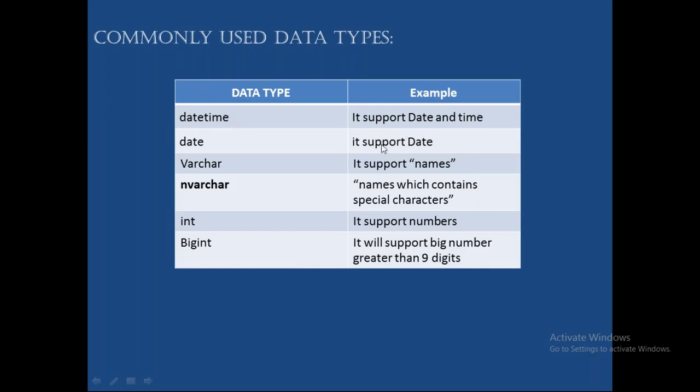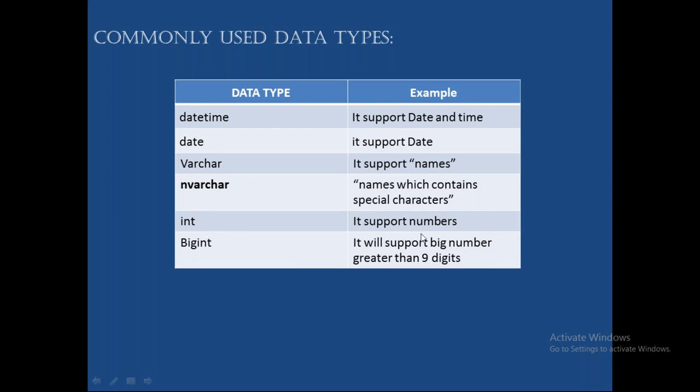Next, date. If you give date as a data type, it will take only the date, not the time. If you're considering something called varchar, it supports only names. So this is special, that's why I have highlighted nvarchar. Names which contain special characters. In a name, you are saying Cloud Pandit and Malaya, something like that. If I use the ampersand symbol, that is a special character in my name. So in that case, if you go with varchar, it will not allow. Nvarchar will allow.